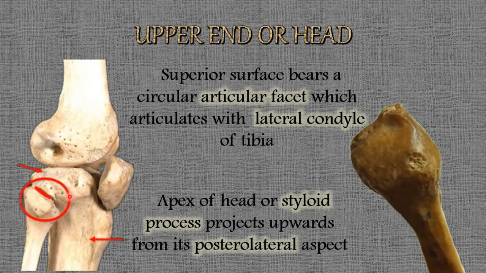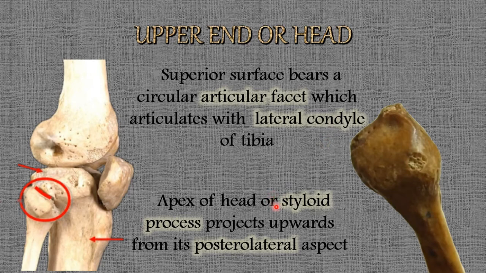Now this is the lateral condyle, this is the upper part of the tibia, and this is the fibula, and this is the superior tibiofibular joint or proximal tibiofibular joint. So the superior surface bears a circular articulating facet which articulates with the lateral condyle of the tibia.